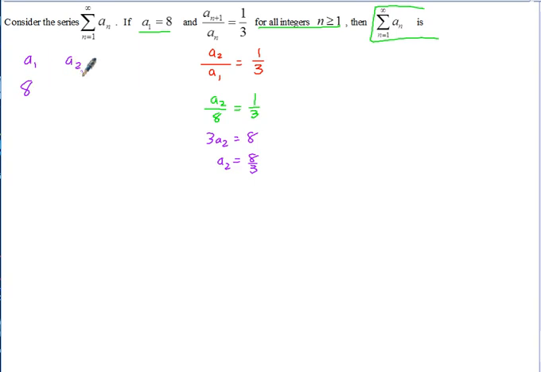The second term is 8/3. And if we find one more term, we can figure out what the pattern is, I think. So now we could also use this formula. Now that we know a sub 2, we could say this is a sub 2. So this one would be one more. A sub 3 would equal 1/3.